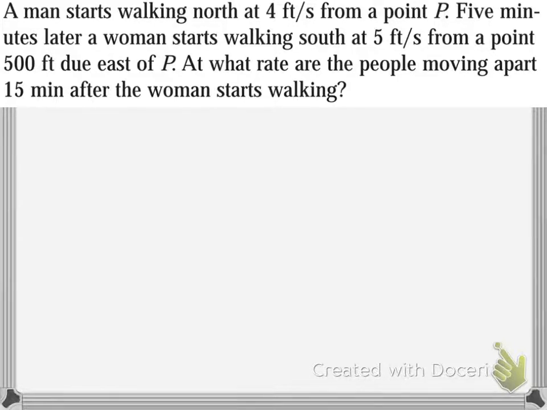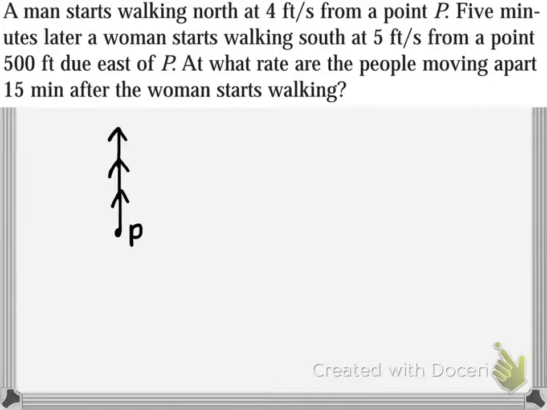So for any related rate problem, I always want to begin by drawing a diagram. So we'll start with the man who is starting at point P and walking north. I also like to indicate the direction of travel, so I'm going to indicate that with arrows. So there's my man walking north.